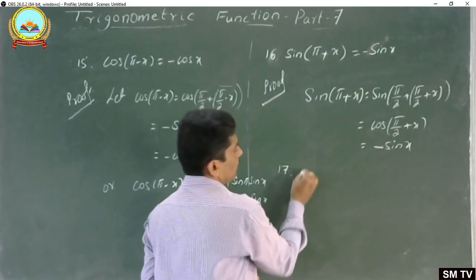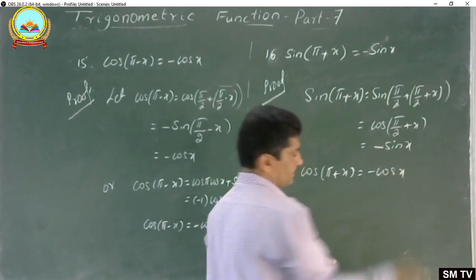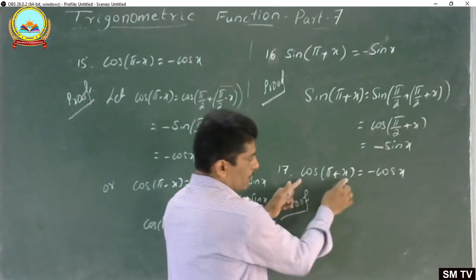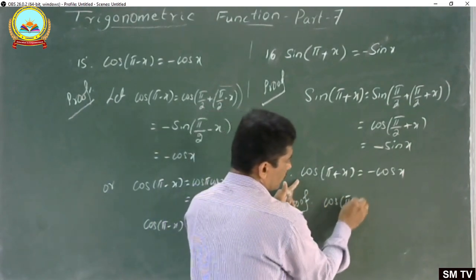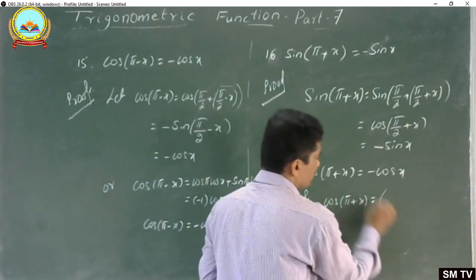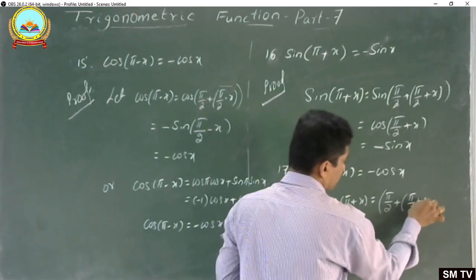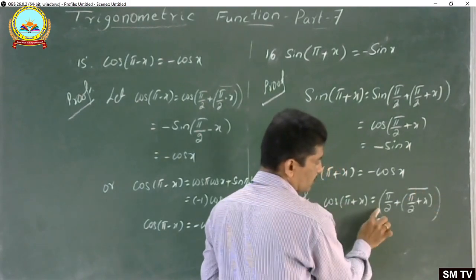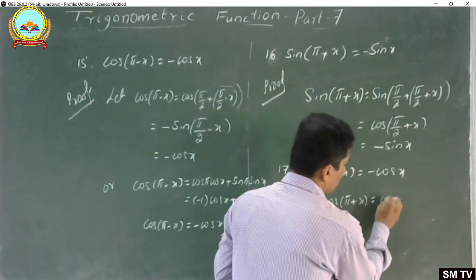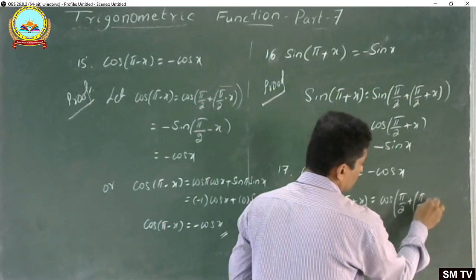And the 17th also, cos of pi plus x, its value is also minus cos x. The proof is the same method. What is the value of cos of pi plus x? Here also, use the cos of x plus y formula, or use the allied angles. Pi is split as pi by 2 plus pi by 2 plus x, which is in the form of cos of pi by 2 plus pi by 2 plus x.